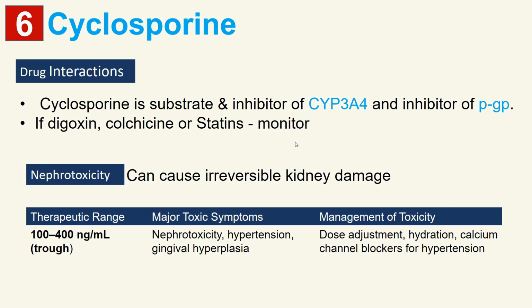Well, the toxic symptom obviously related to nephrotoxicity. It can shoot up the blood pressure because it can alter the blood pressure because of those changes in kidney function, and also cause gingival hyperplasia. What that means is it causes the swelling of the gingivas.